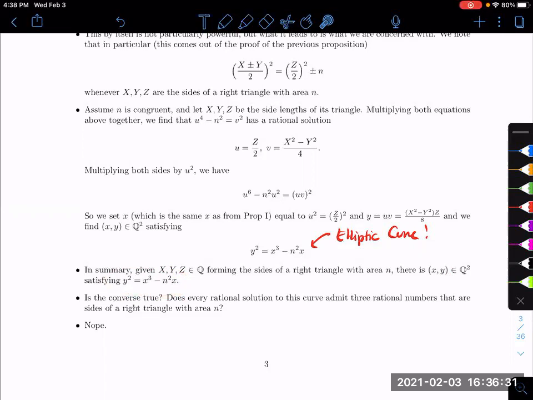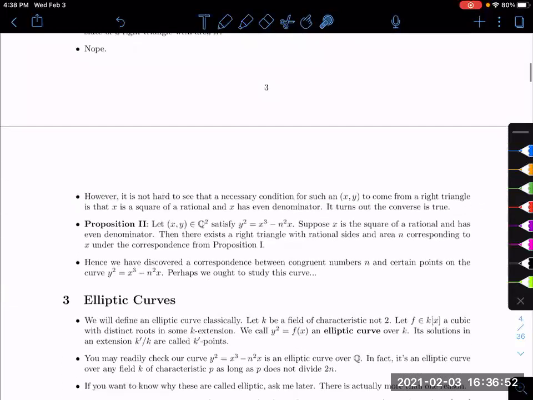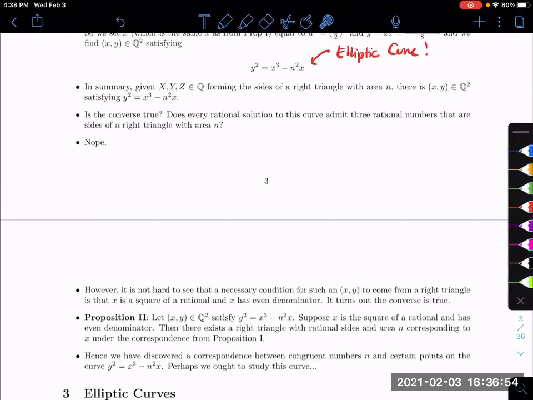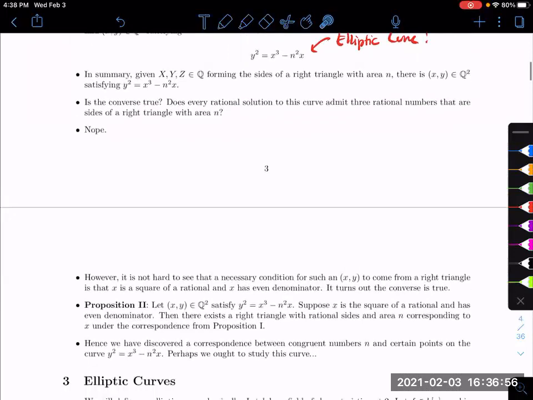Of course, we wonder, is the converse true? If I have a rational solution (x, y) to this curve, does this admit three rational numbers that are the sides of a right triangle with area n? And the answer is no. And so you might think that's a big hurdle to overcome. It's actually not at all, because you can figure out how to fix this in the following way.